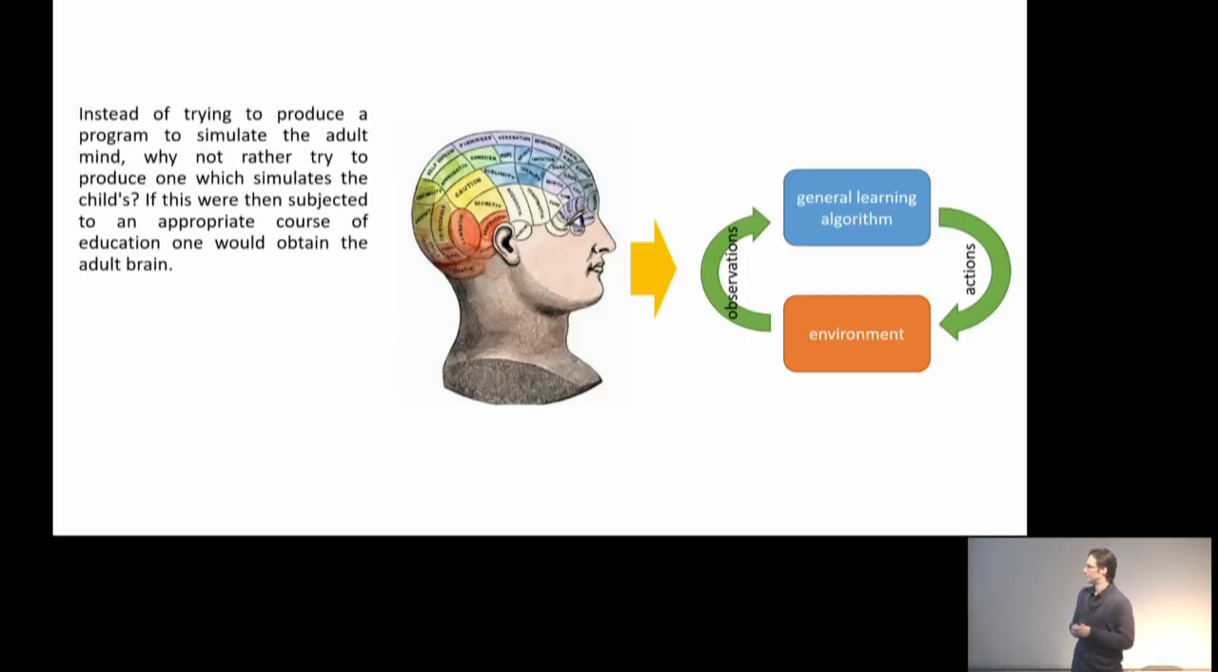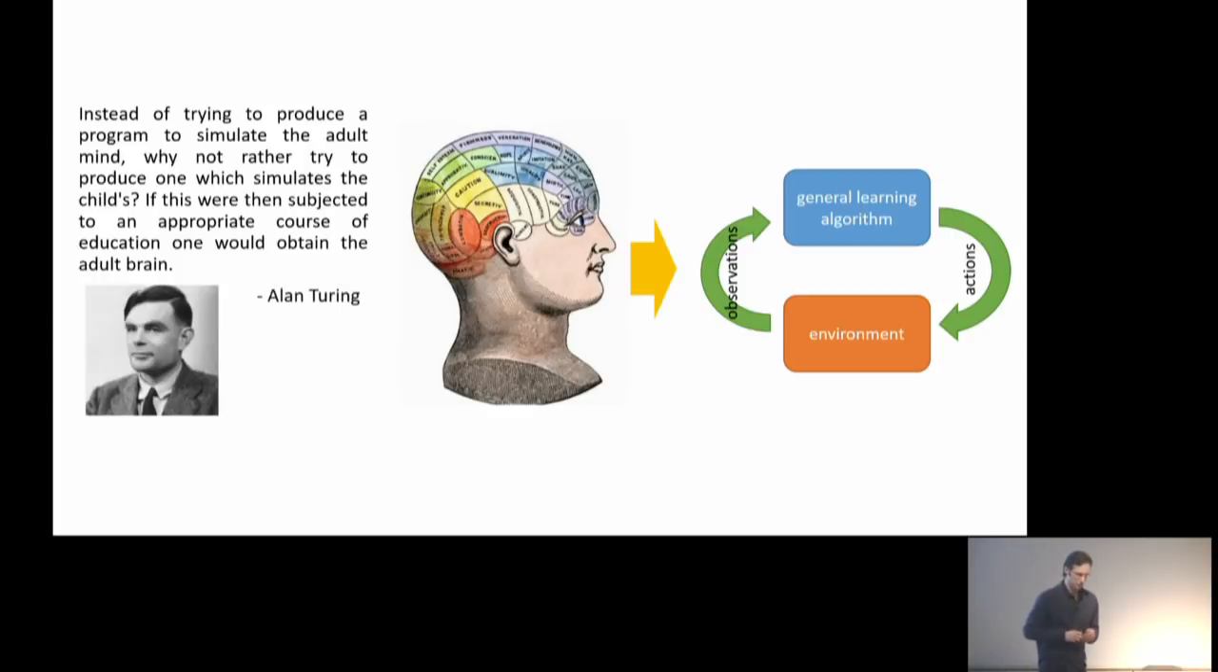So this is a quote that I like very much. Instead of trying to produce a program to simulate the adult mind, why not rather try to produce one which simulates the child's? If this were then subject to an appropriate course of education, one would obtain the adult brain. This was from Alan Turing.